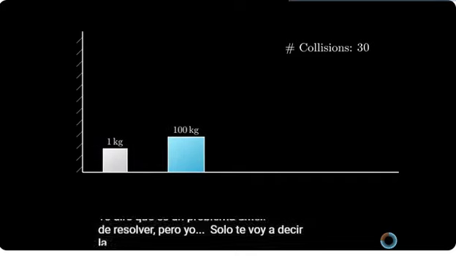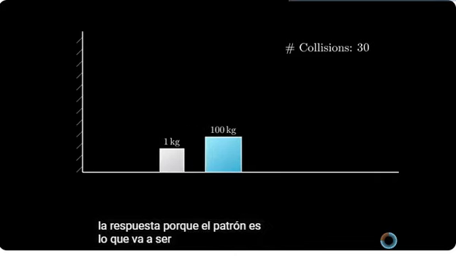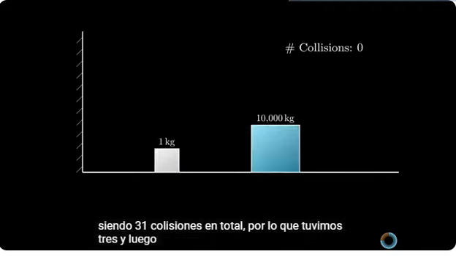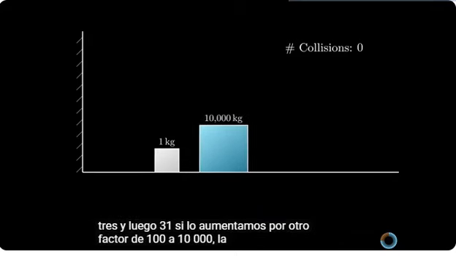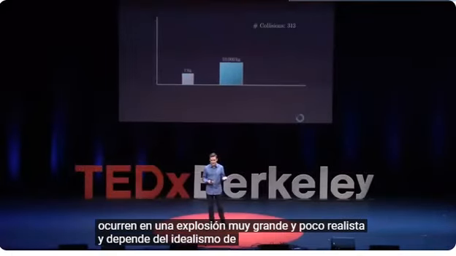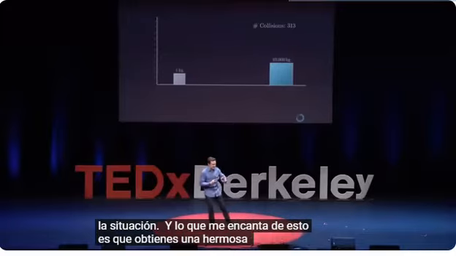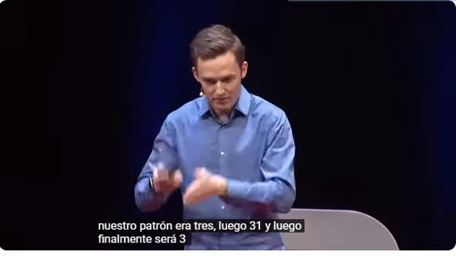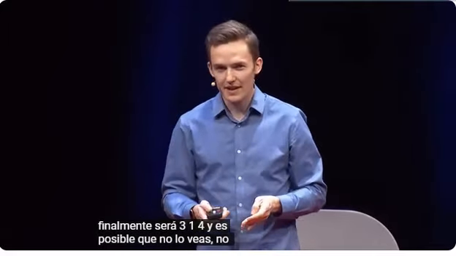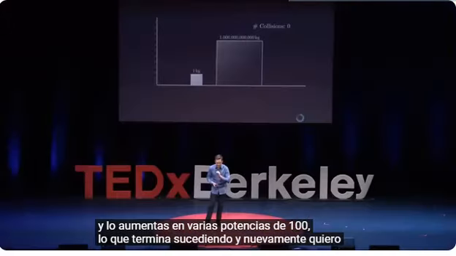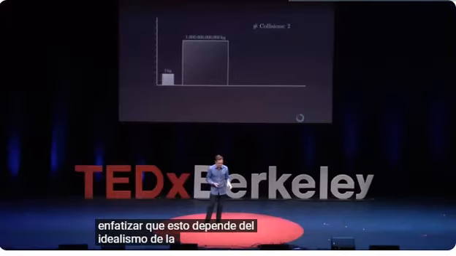If we up it by another factor of 100 to 10,000, most collisions happen in a very big unrealistic burst. It's dependent on the idealism of the situation. And what I love about it is you get a beautiful dramatic pause before the final. Because you remember, our pattern was 3, then 31, and then finally it's going to be 314. And you might not see it, I wouldn't blame you, it's a very surprising result. But it turns out if you keep playing this game and you up by various powers of 100, what ends up happening, and again, I want to emphasize, this depends on the idealism of the situation, is that the total number of collisions has the same digits as pi, 3141592. And at this point, it does not matter if the physics is idealized.